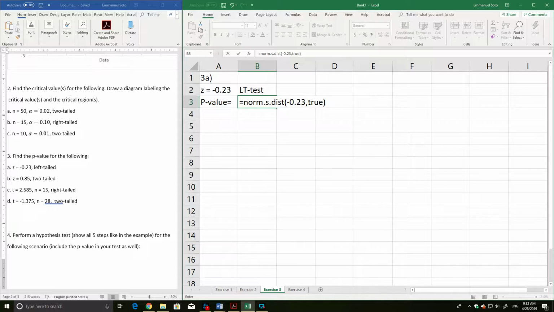So this gives you the value from the left side. And since we're doing a left-tailed test, this is perfectly fine. However, if you're looking for a right-tailed test and you need the right side, you need to do 1 minus, okay? The entire distribution adds up to 1. So if you want the left side, just leave it like that. If you want the right side, you do 1 minus. Go ahead and enter, and this gives you your p-value for that specific test value.